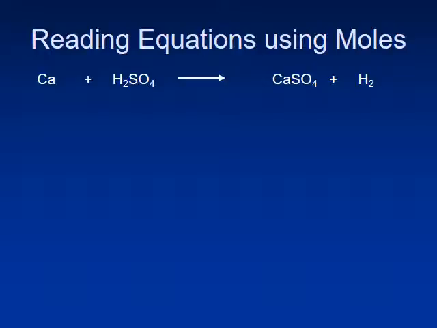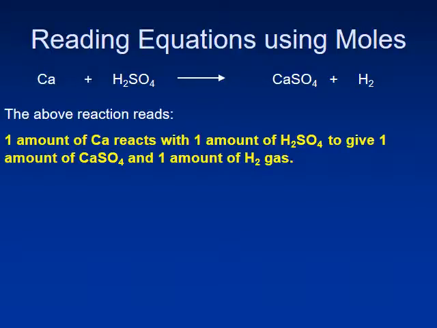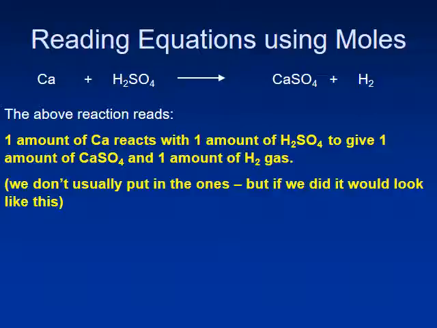So here's an equation. Calcium reacting with sulfuric acid to form calcium sulfate salt, and hydrogen gas is being evolved. So what that reaction is saying is that one amount of calcium reacts with one amount of sulfuric acid to give one amount of calcium sulfate plus one amount of hydrogen gas. We don't usually put in the ones, however, but if we did, it would look like this. Okay, we don't do that usually though.